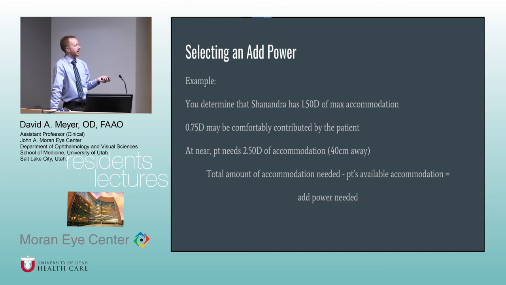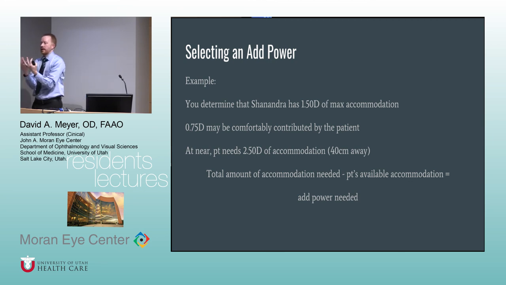You determine that Shenandra has 1.5 diopters of max accommodation, so 0.75 may be comfortably contributed by the patient. But say she says, I really like to read up close, at 40 centimeters away. Basically, she's saying 2.5 diopters is what she really likes. In this case, she needs 2.5 diopters, and she can comfortably add 0.75. That helps you determine the add. So in her case, you'd give her about a 1.75 add, because she can contribute 0.75, but she really needs a 2.5.